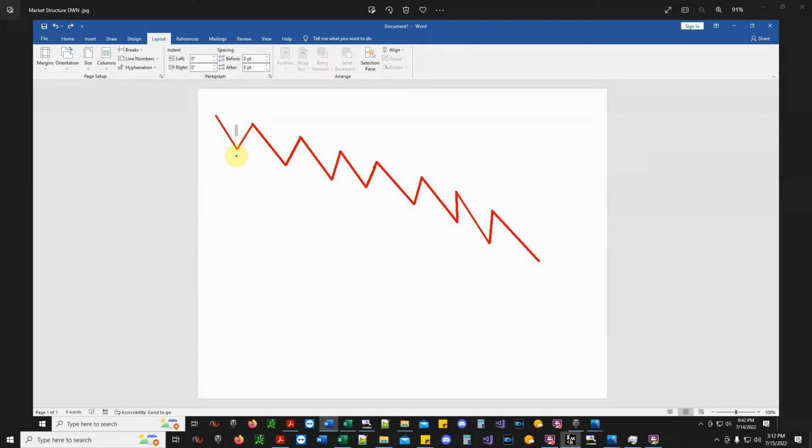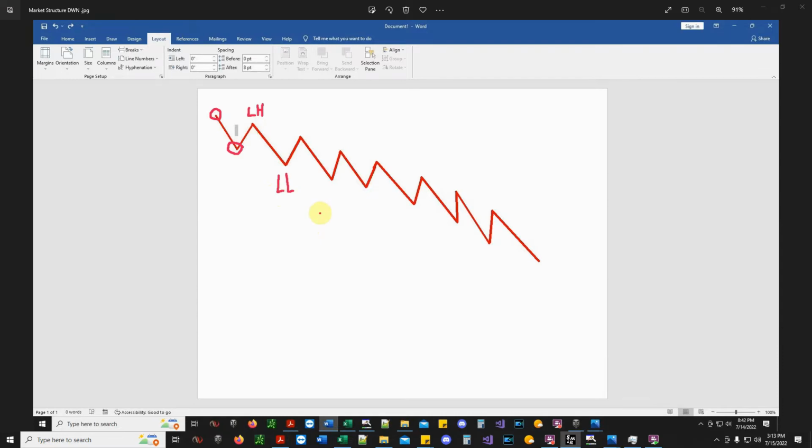This is a downtrending market. Lower high, lower low. Current high is always going to be lower than the previous high. Current low is always going to be lower than the previous low. This is a trend to the downside.